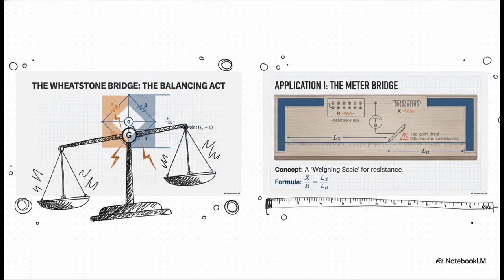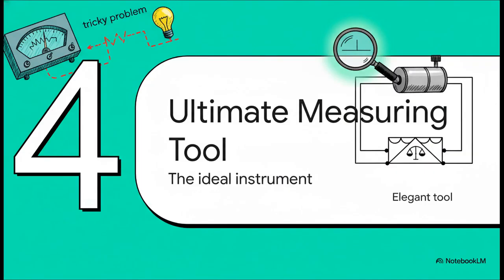Then, on the right, you see how it's actually built in the real world, as a meter bridge, which uses a long wire to find that same perfect balance point. But here's a really tricky problem you run into in physics. What if the tool you're using to measure something actually changes the thing you're trying to measure? A standard voltmeter actually has this problem. But there's a solution, and it's one of the most elegant tools you'll find in a lab: the potentiometer.